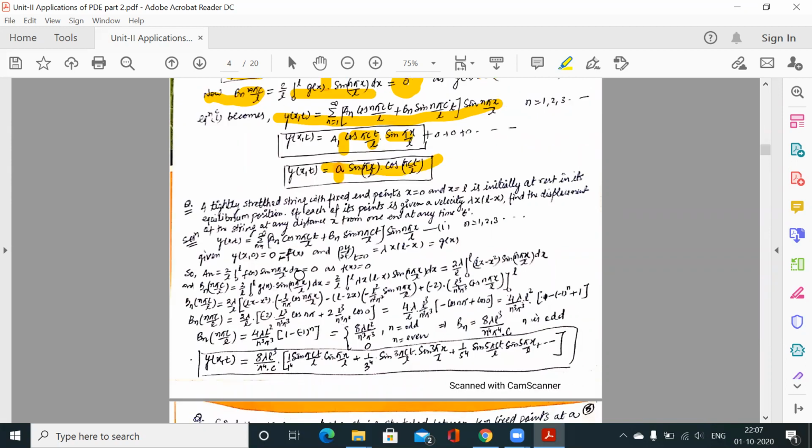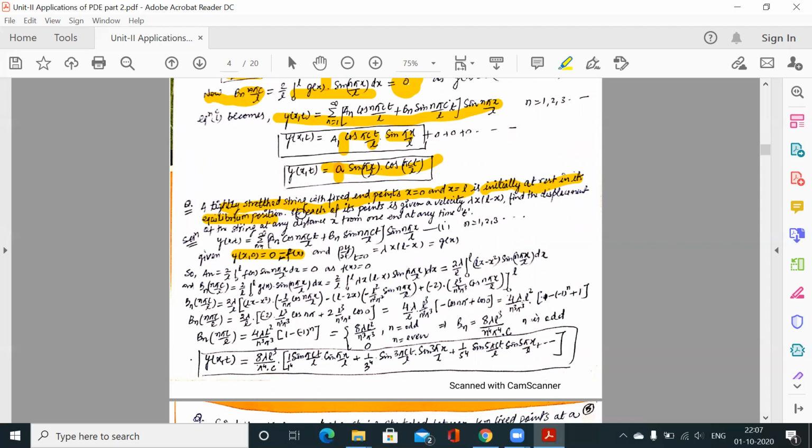आगे solution में क्या है? क्वेश्चन में क्या है? सेम क्वेश्चन, a tightly stretched string with a fixed endpoints x equal to 0, L. Again the interval is same, L. Is initially at rest in its equilibrium position. So now the initial position is 0. Fx is 0. Clear? Is initially at rest in its equilibrium position. So initially the position is 0.